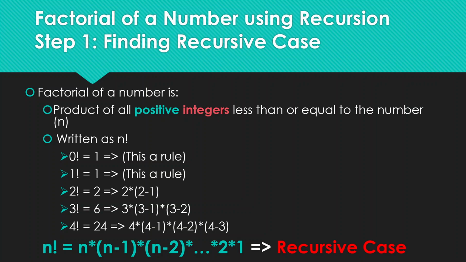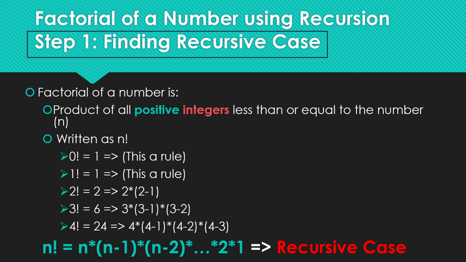Another thing I want to remind you is that we talked of the three-step procedure in finding the solution to a recursive problem. The first step is finding the recursive case. As we said, you need to understand the problem. For example, the factorial of a number is all positive integers that are less than or equal to that particular number. It's normally denoted as n factorial.